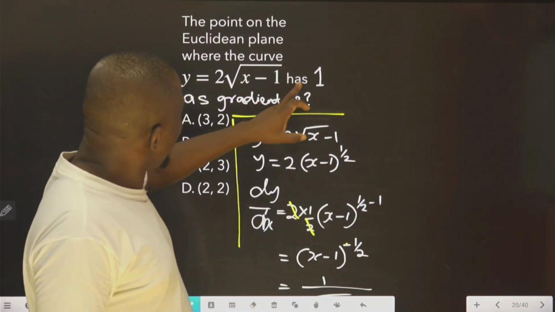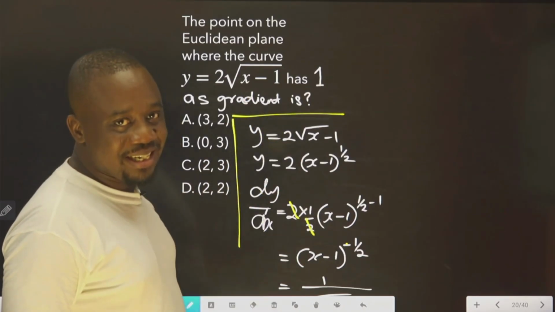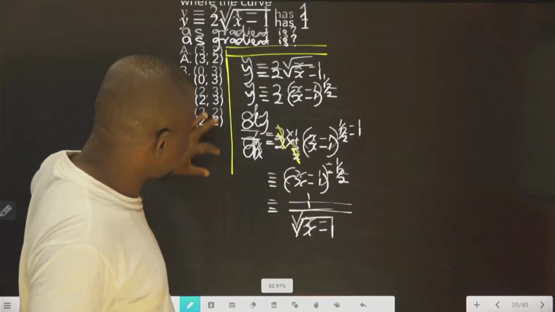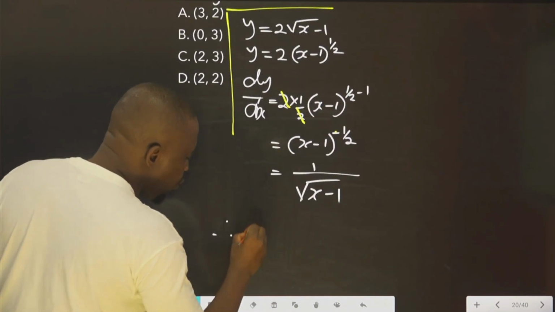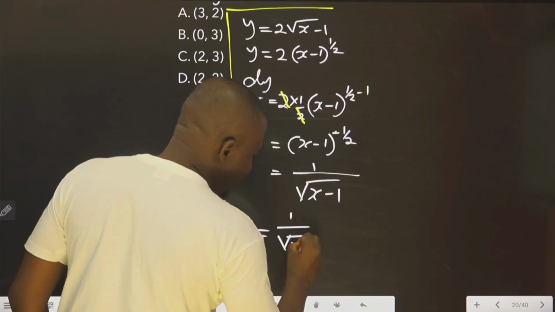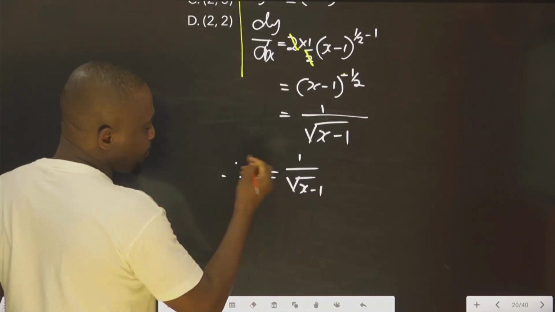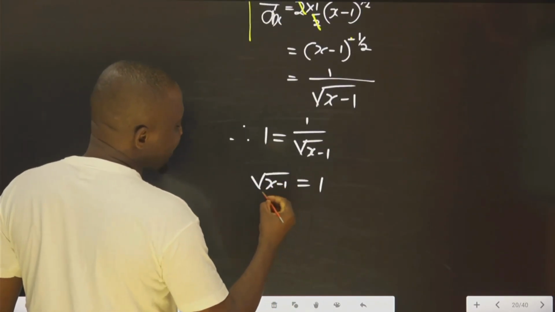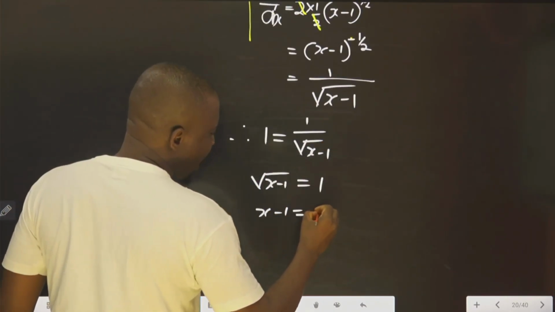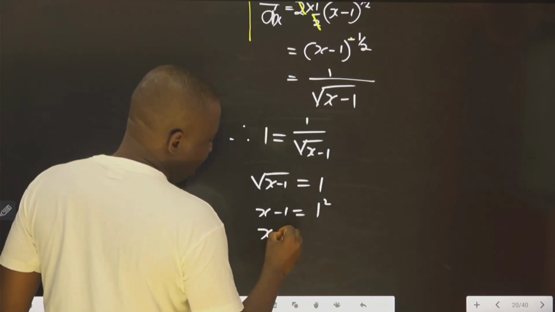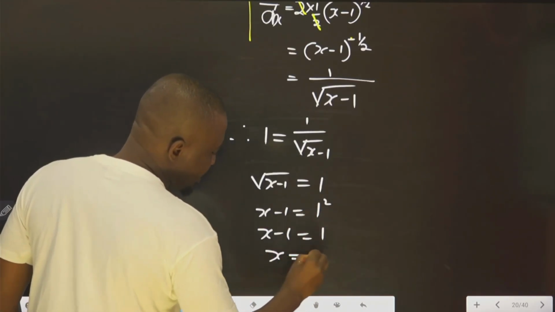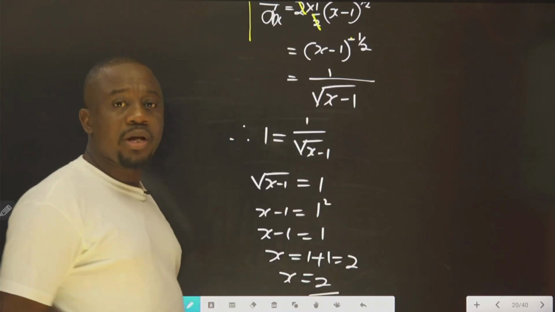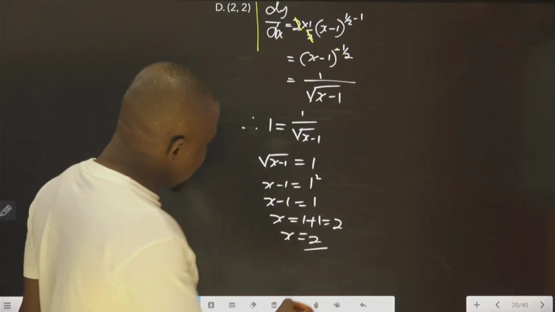The question says, has one as gradient. Gradient is also dy over dx. Change in y over change in x is gradient. So we're going to say, therefore, 1 is equals to 1 over the square root of x minus 1. Then we cross multiply. You agree with me, we're still going to have this. Then we're going to find x now. We move this to this side to have 1 square. x is this, x is 1 plus 1, which is 2. x therefore is equals to 2. Okay? We now have x here as equal to 2.